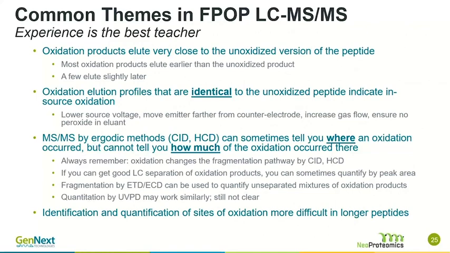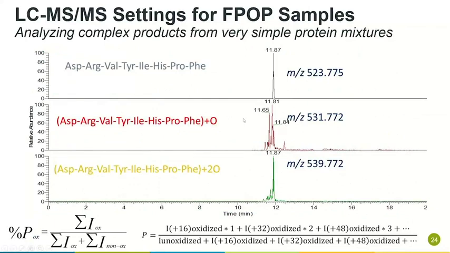Oxidation products tend to elute very close to the unoxidized version of the peptide. As you can see here in our chromatograms, almost all of the oxidation products are eluting very, very close to where the unoxidized peptide does. And that's typical. You see that most of the time. Most of them will elute slightly before the unoxidized peptide. You'll get a very small number that will elute after the unoxidized peptide, but they all elute very close to it.